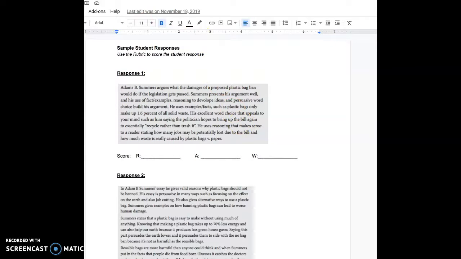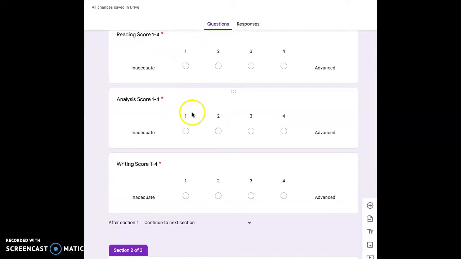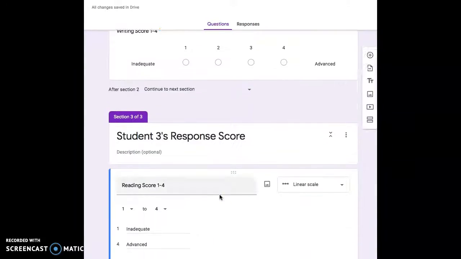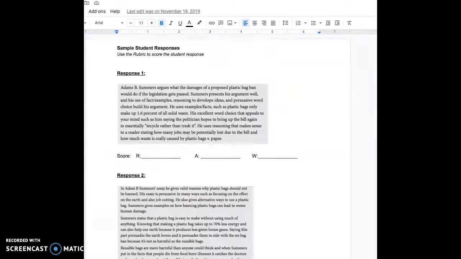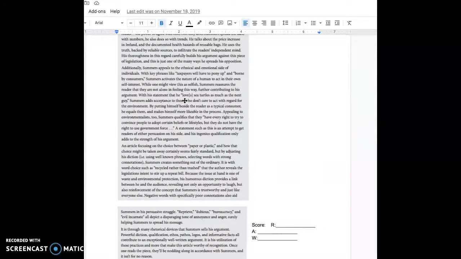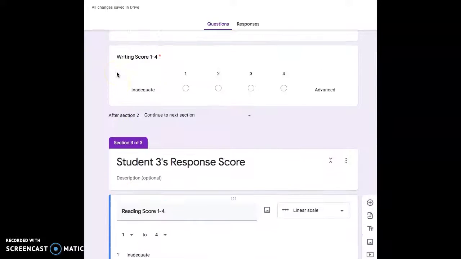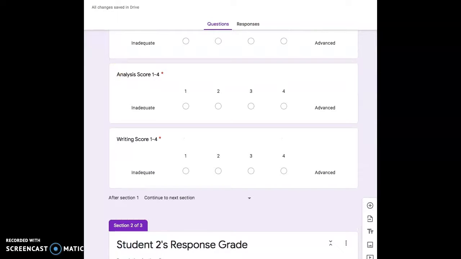Because we're not in person at this point, you're going to take your raw scores and put them on here. So here's student one's response. You're going to tell me for reading, analysis, and writing what score you get. Same for student two's response. Same for student three's response. One, two, three. So there are three different students to score for today. You'll turn in your scores for them on this Google form, and that will bring us to the end of the day.